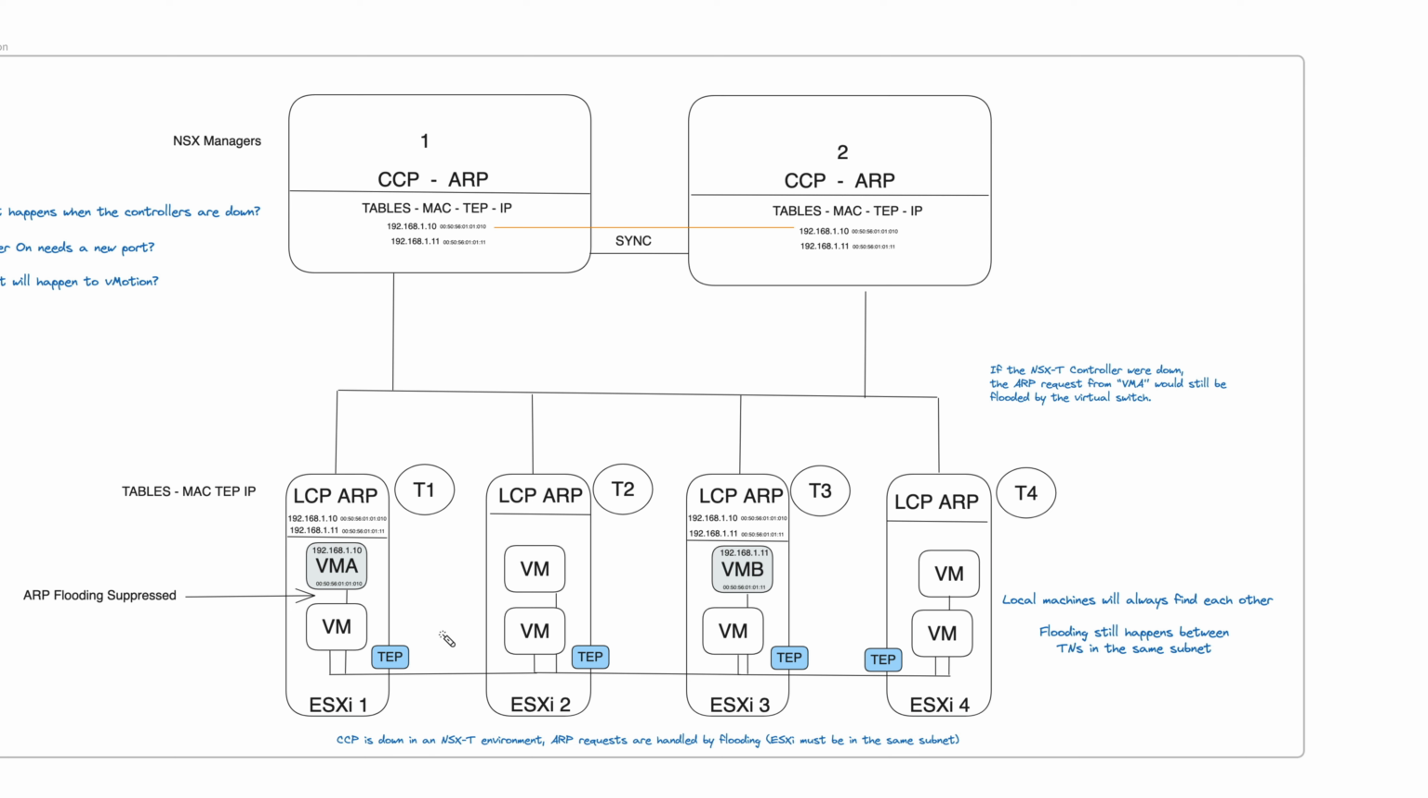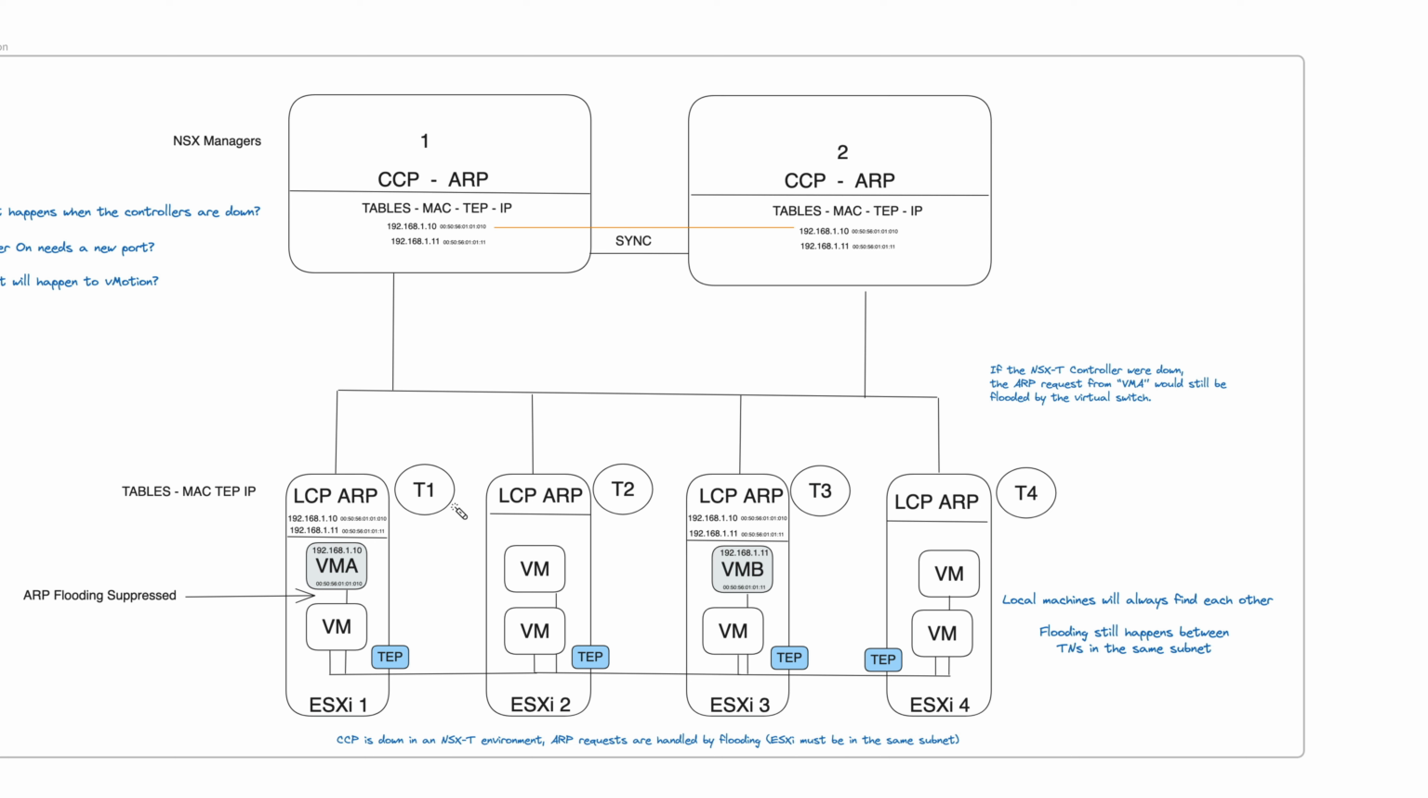So it means that you don't have a TEP table, you don't have an IP table, you don't have a MAC table. You have to do everything yourself. And all the TEPs in the same subnet are still known, and they are automatically contacted if there is a request for a MAC address of a VM on another host than the VM that runs local. So we still have some flooding of ARP requests when the management plane is down.